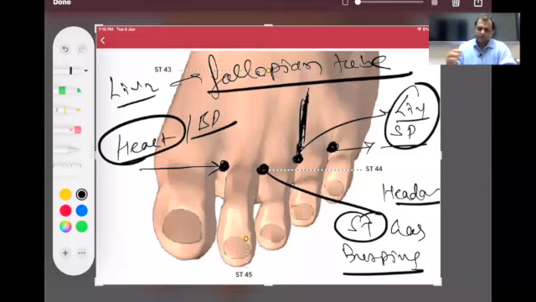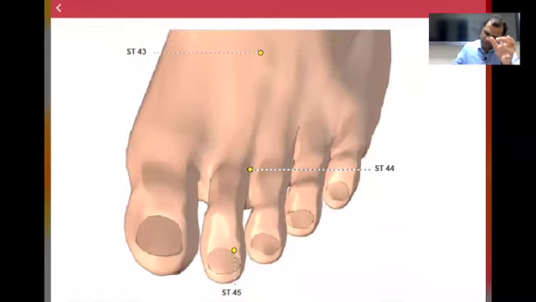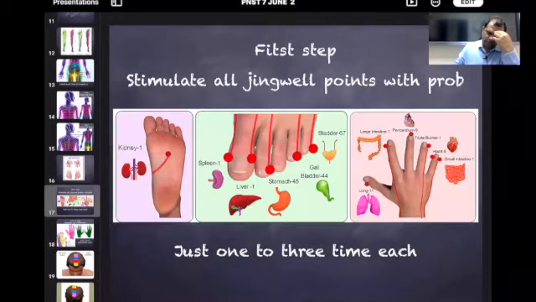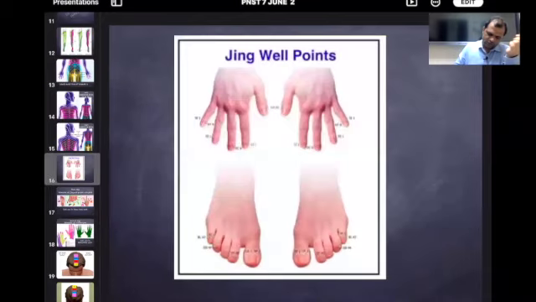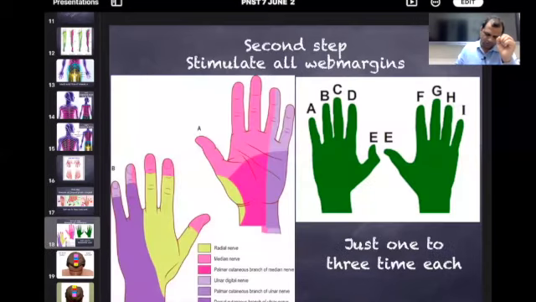Okay, we are pressing these points. So how many points have we covered? We have covered the 10 finger points and the 10 points on the toes, that is the Jingwell points. Then we have covered the points on the bib margins. So look here. First we covered the Jingwell points, and we have seen the effectiveness of the Jingwell point. Just press 1 to 3 times. Then we stimulated the bib margin points.